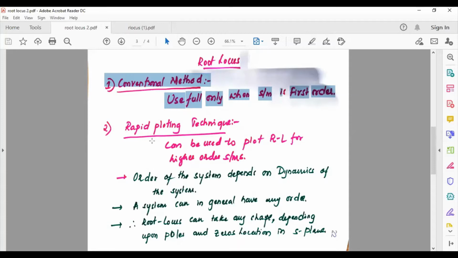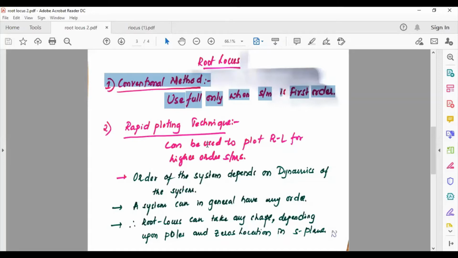And please don't solve numericals using the conventional method. It doesn't carry any marks in the exam. I hope I'm clear to everyone. Next, what is the rapid plotting technique? It can be used to plot root locus for higher order systems. Fine. And the order of the system depends on the dynamics of the system.